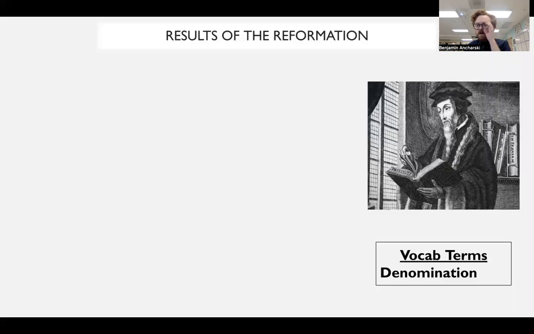You wouldn't need to know those five points of Calvinism. This isn't a theology class. This isn't even a class about the Protestant Reformation.